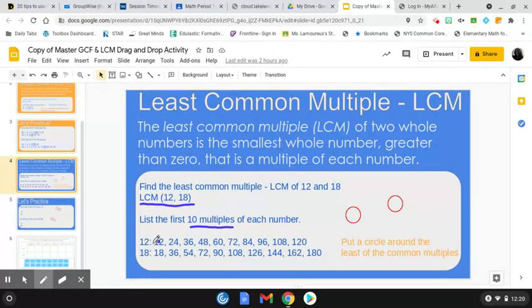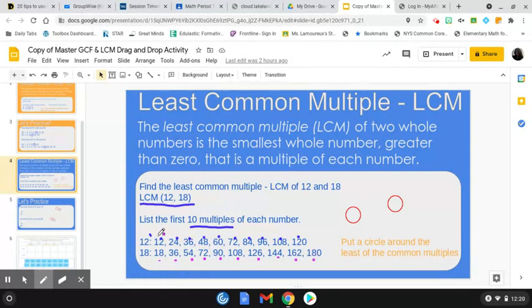So here we see we have 12. So we have 12 times 1, 12 times 2, 12 times 3, 12 times 4, 12 times 5, 12 times 6, 12 times 7, 12 times 8, 12 times 9, and 12 times 10. Then we go to 18, and we have 18 times 1, 18 times 2, 18 times 3, 18 times 4, times 5, 18 times 6, 18 times 7, 18 times 8, 18 times 9, and 18 times 10.